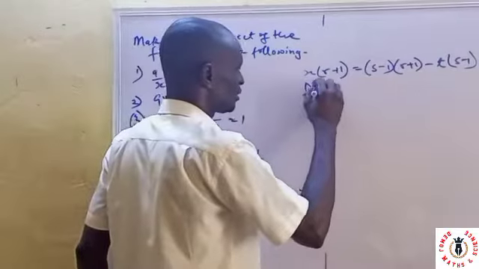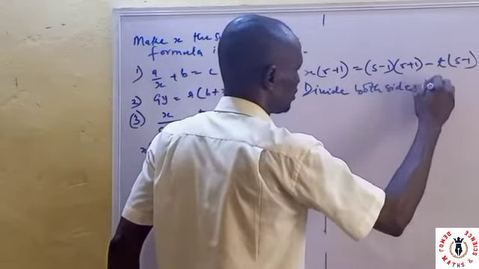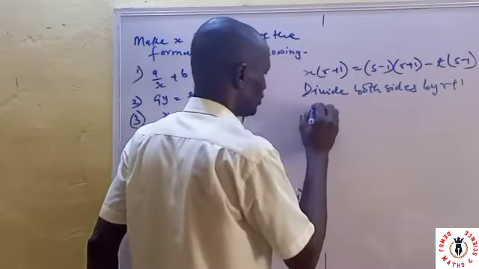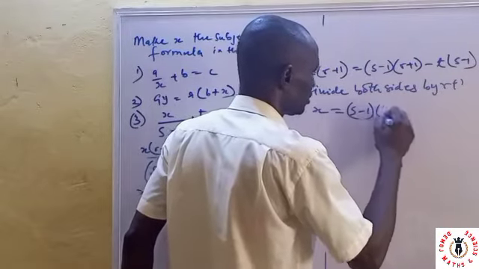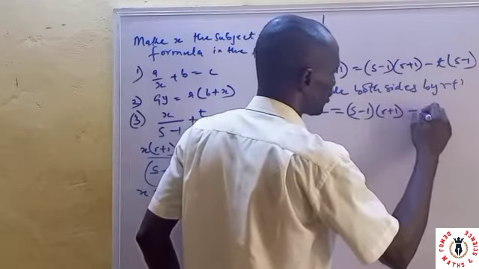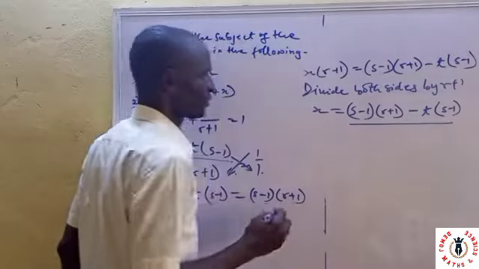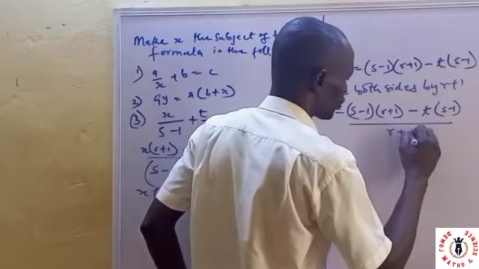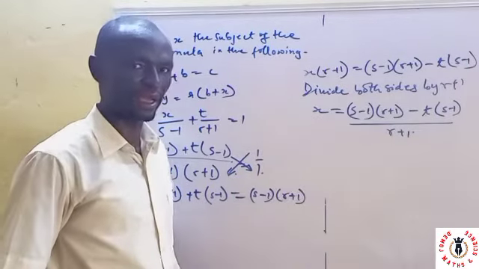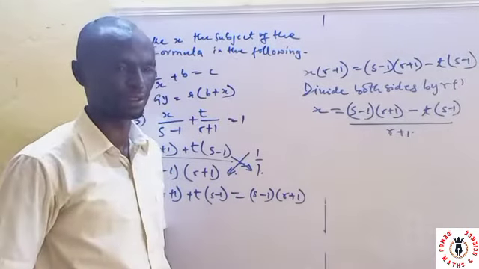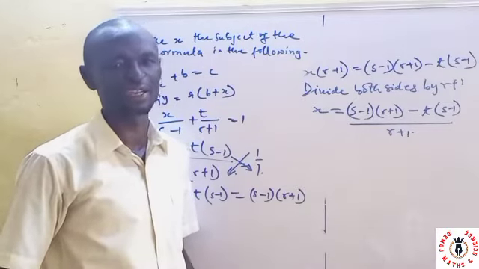Now I'm going to divide both sides by r plus 1 so that my x is equal to s minus 1 into r plus 1 minus t into s minus 1 all over r plus 1. With that, we have made x our subject of the formula. I hope you got it right. Thank you for staying with us, and see you in our next lesson.